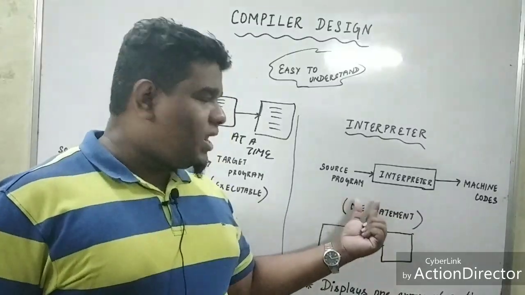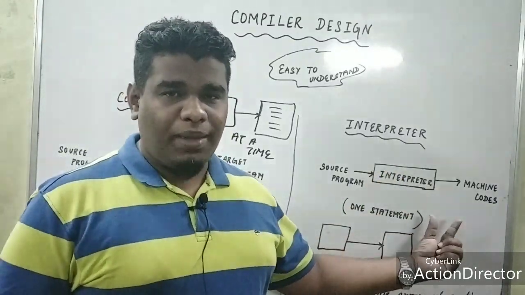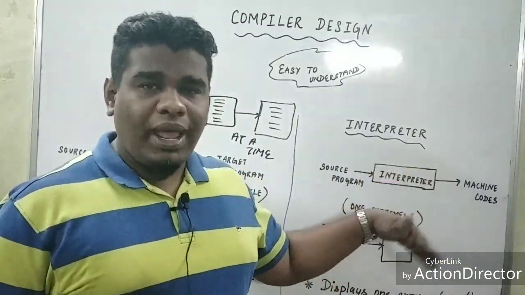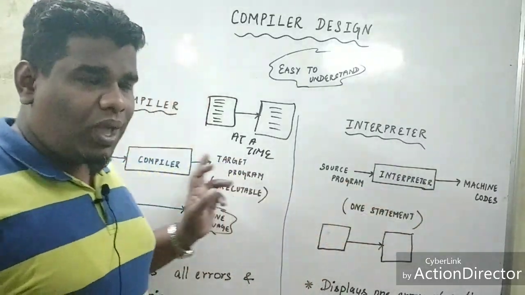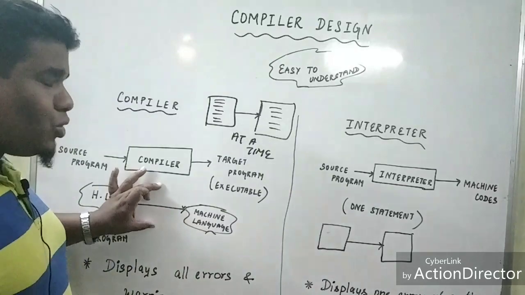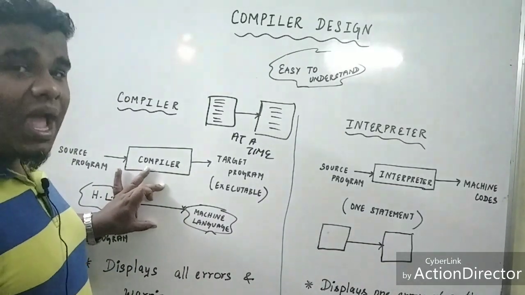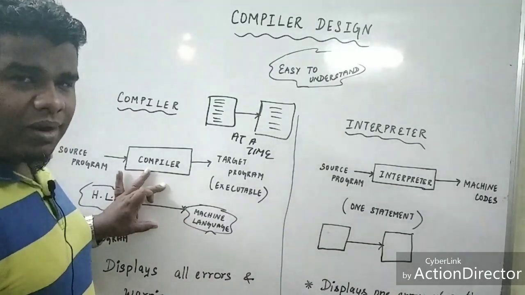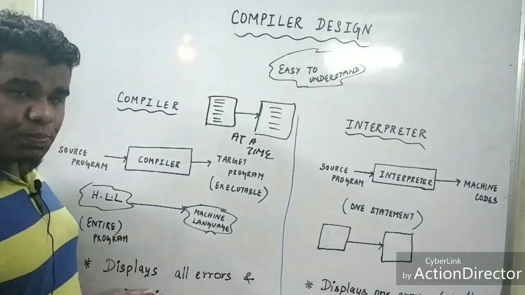So, if it translates one statement at a time, it will take more execution time. But whereas here, since the entire program has been translated, it takes only a lesser amount of execution time. I hope you understand. Am I clear? Alright, now moving to the next part.